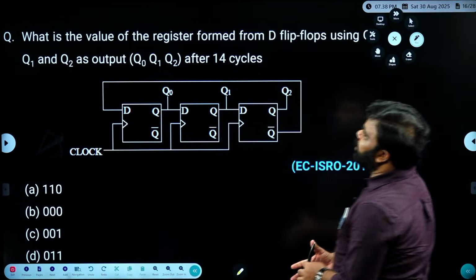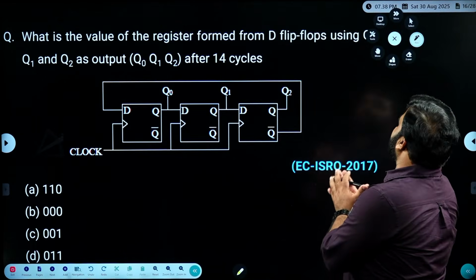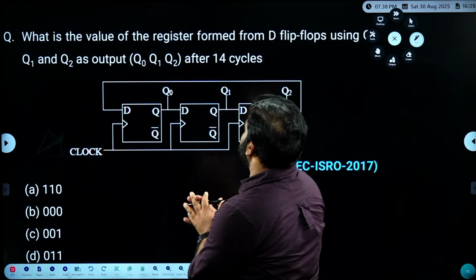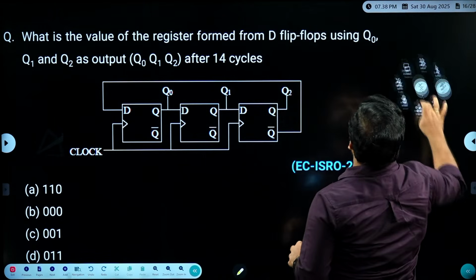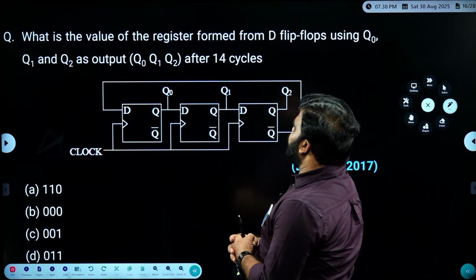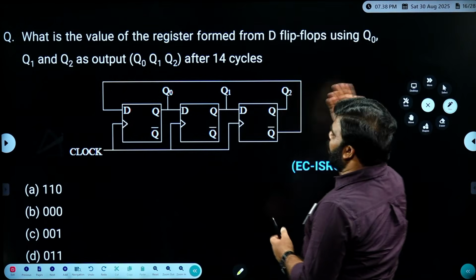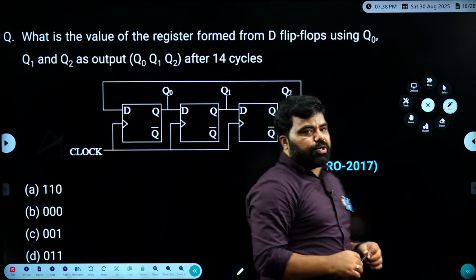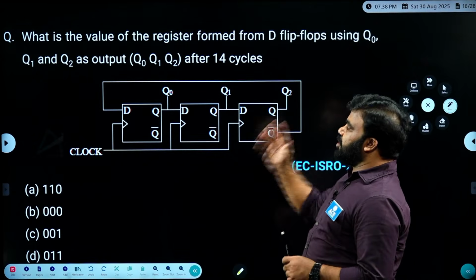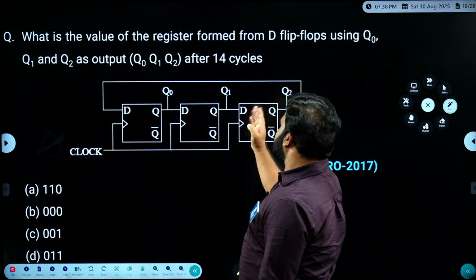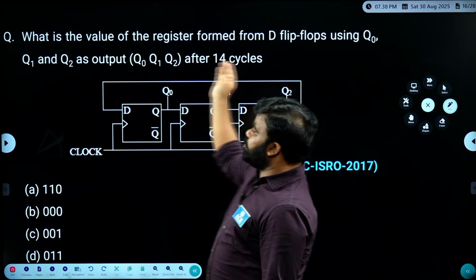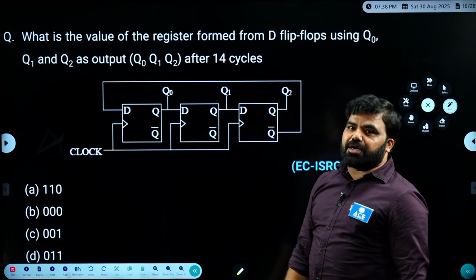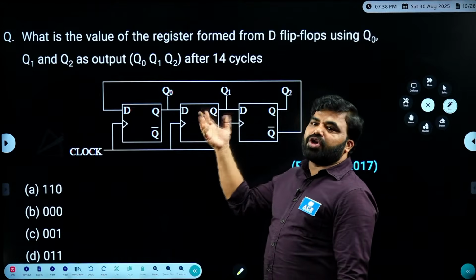What is the value of the register formed from D flip-flops, with Q0, Q1 and Q2 as outputs, after 14 clock cycles? It's a well-known circuit which we generally come across. In a shift register, the complement of the last flip-flop output is applied as input to the first flip-flop, which is a twisted ring counter, or ring tail counter, or Johnson counter.